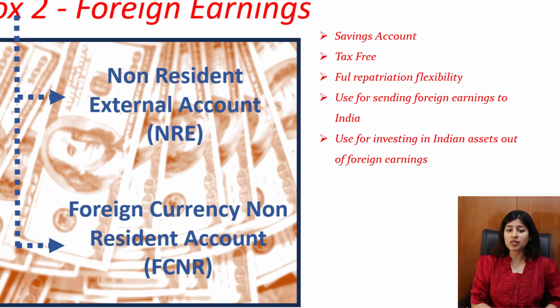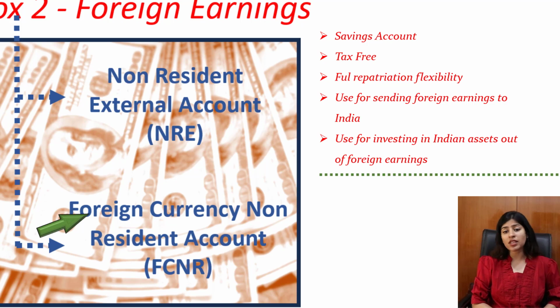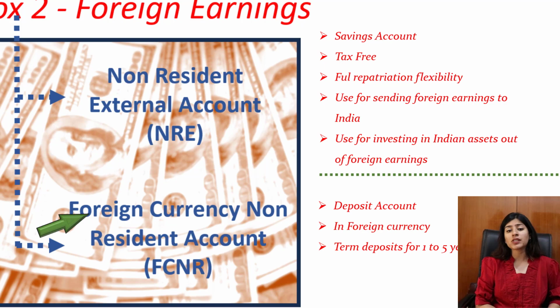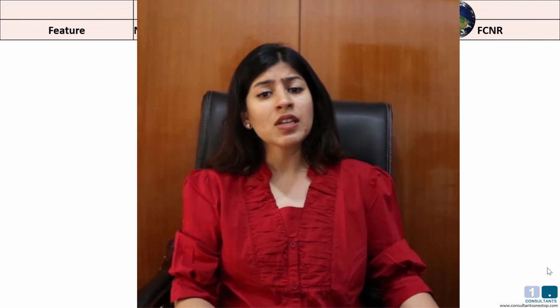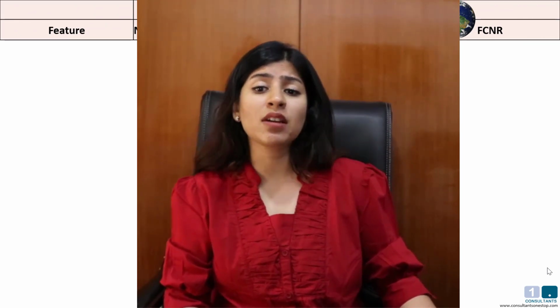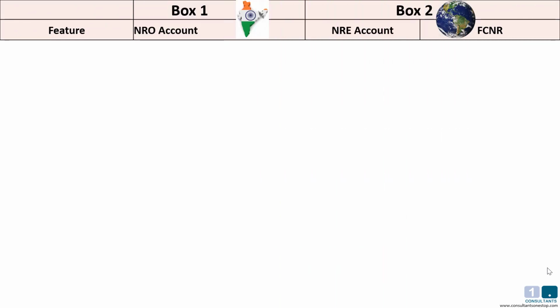And in the same box number 2, second is the FCNR account, which unlike the NRO and NRE account is a deposit account, just like an FD account, for your foreign earnings in foreign currency, allowing deposits for 1 to 5 years. These are just the basics of these accounts. So let's have a closer look at each of these accounts based on different parameters.